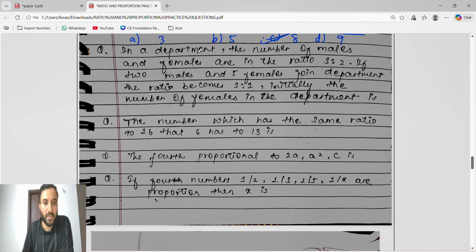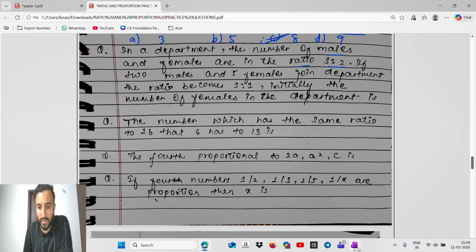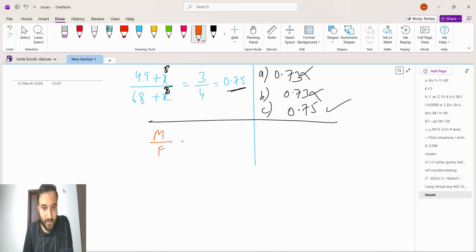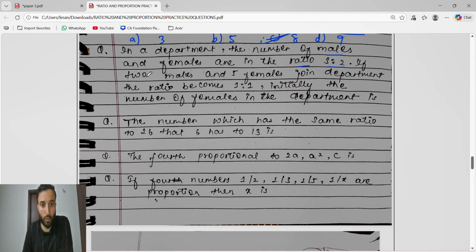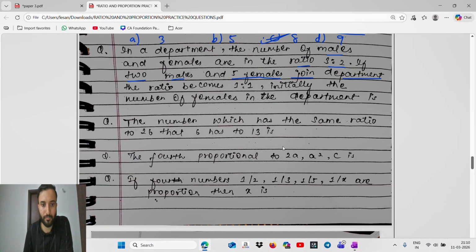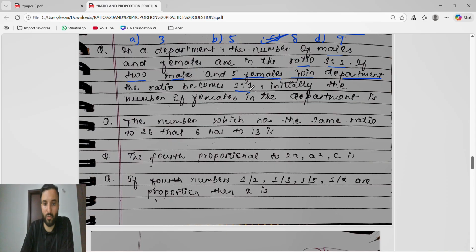Okay, now next. In a department the number of males and females are in the ratio 3 is to 2. Again a ratio chapter. So male by female, the number of males and females 3 is to 2 means 3x by 2x. If 2 males and 5 females join the department, so what will happen? The ratio becomes 1 is to 1.